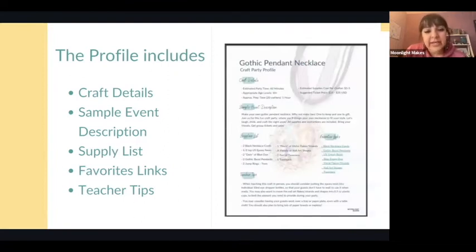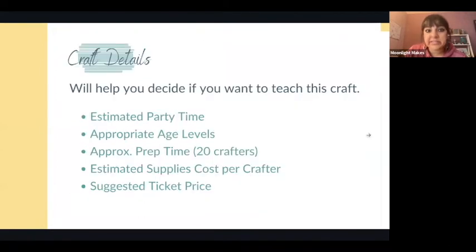I wanted to touch on everything that's in the profile because there's so much in there, and I just want to make sure it all makes sense. The first thing you'll see will be your craft details, followed by a sample event description. Then you'll have a list of all of the supplies you'll need for each person and some links with some favorites. At the bottom, you'll have teacher tips. We're going to talk about each one of these, so let's look at our craft details first.